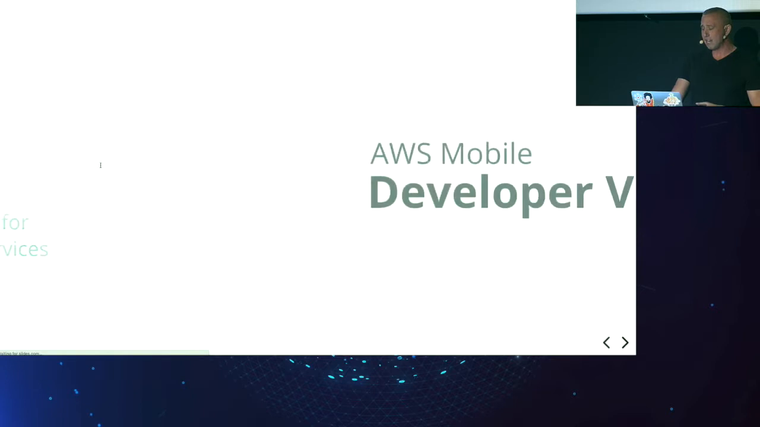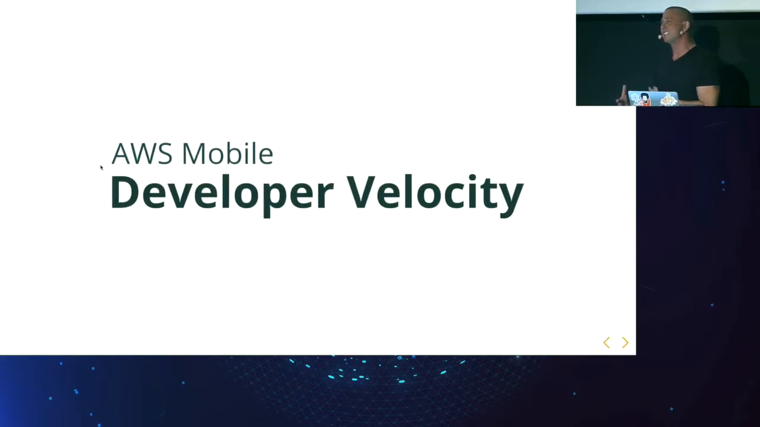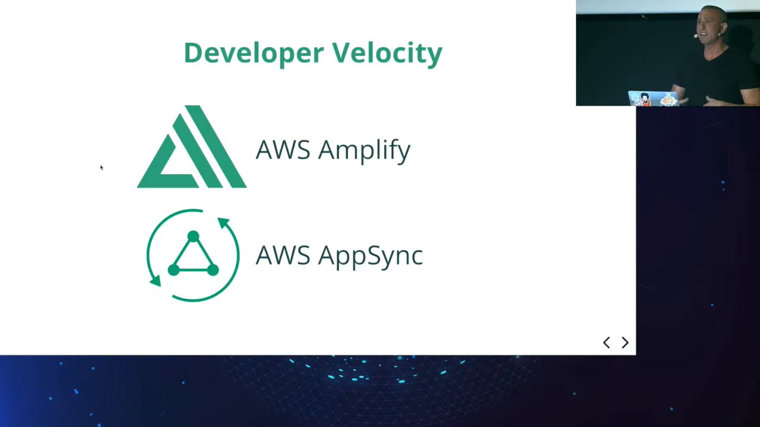When I joined AWS, I joined because the team I was interviewing with is also focused on this idea of developer velocity. A couple of the tools that we're going to be talking about today fall into this category at an extreme level, I think. Those two are going to be AWS Amplify and AWS AppSync.